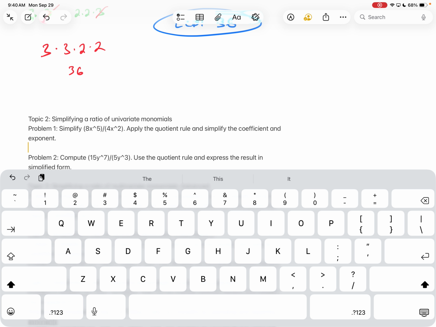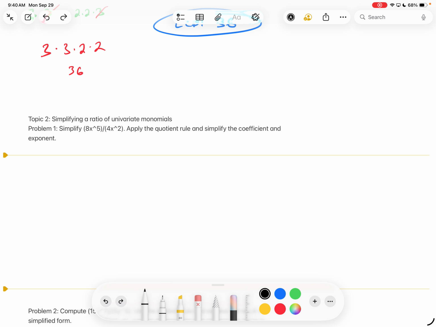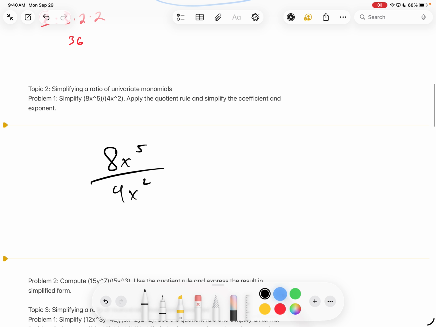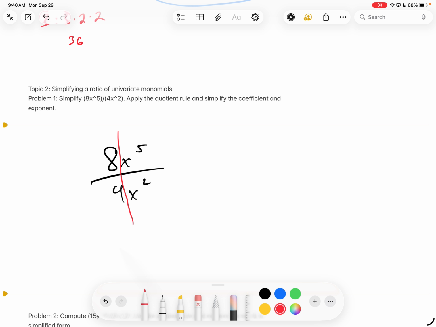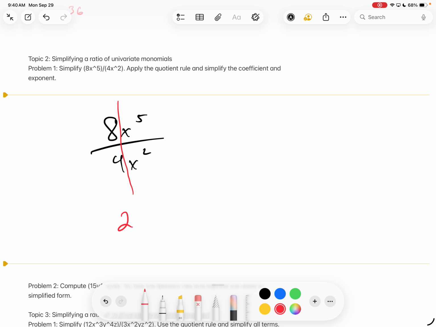All right, solving the big scary looking fractions. We actually have done this before. It should look very familiar to you, like 8x to the 5th over 4x squared. This is more like exponent rules, but this is a rational expression. So 8 divided by 4 is 2. You have 5 x's on top, 2 x's on the bottom, so you have 3 x's left over on top. You can write those out if you need to.